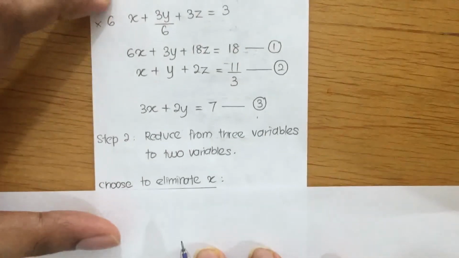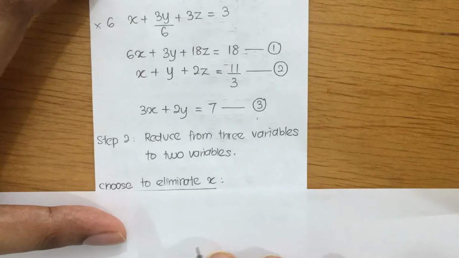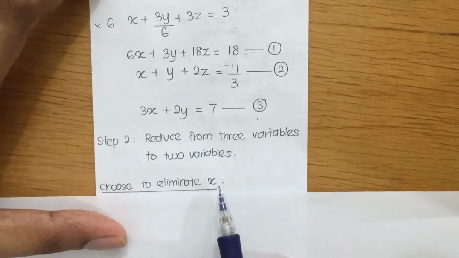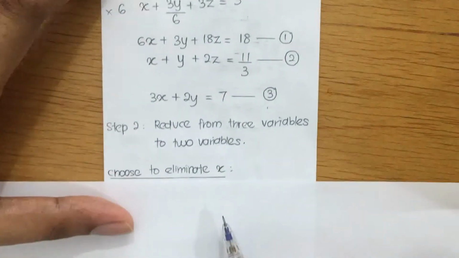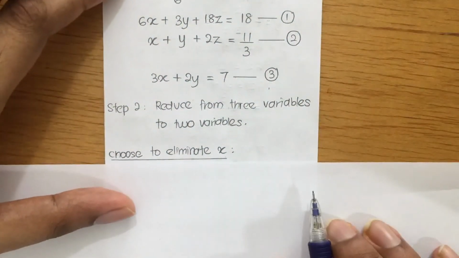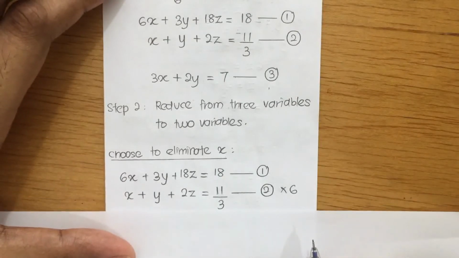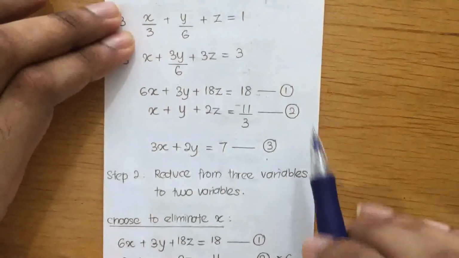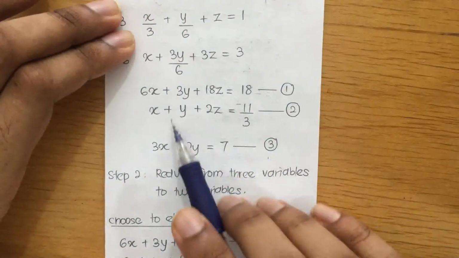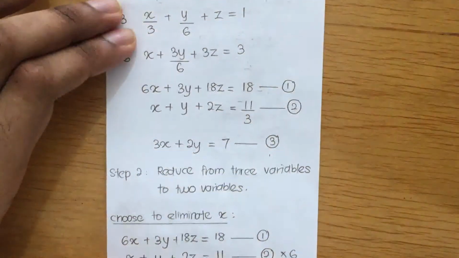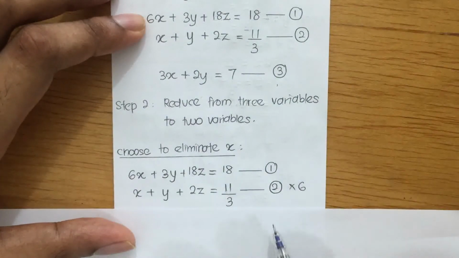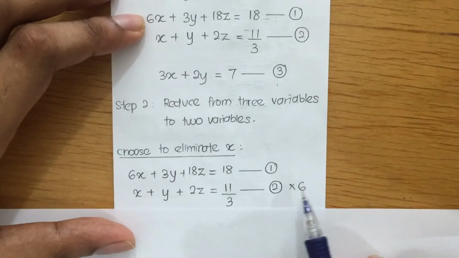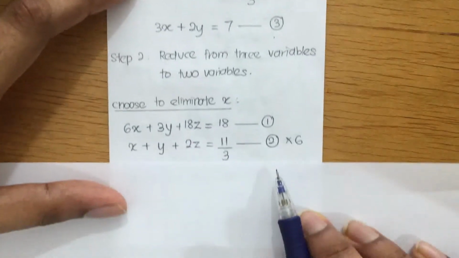You can choose any variable, it's up to you, but in this case I choose to eliminate the x variable since the x is pretty straightforward to eliminate. To eliminate x, I do elimination for equation 1 and equation 2. Since you want to eliminate the x, for equation 2 you times the whole equation by 6.